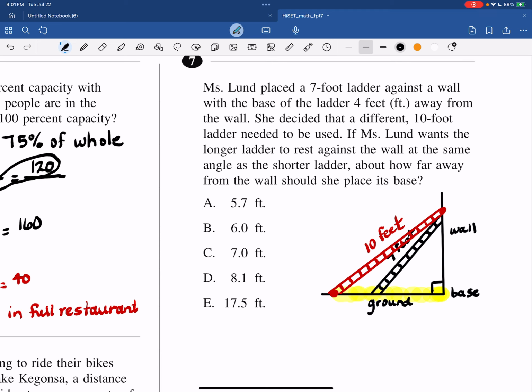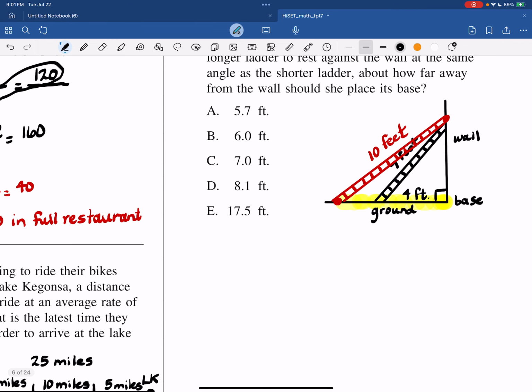What am I missing? Oh, the 7-foot ladder has a 4-foot distance from the base. We need that number. We have to have 3 numbers to solve this problem because we're going to use a proportion. I'm going to set up a proportion using the ladder length and the distance. Everything's in feet, so that's a nice thing. We know that the 7-foot ladder is 4 feet from the base. So we want to know what the 10-foot ladder would be from the base.